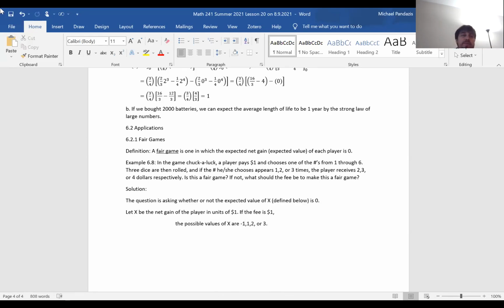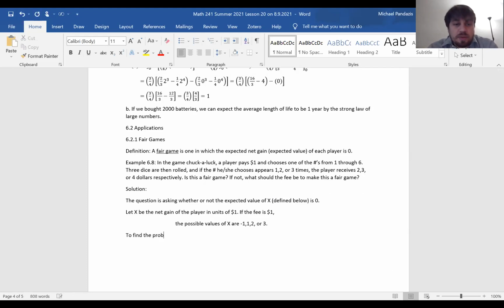You've lost $1, right? You've lost 1 unit, $1. If you win $2 and you paid $1 to play, your net gain is $1. If you won $3 and you paid $1 to play, you have a net gain of $2. If you win $4 and you paid $1 to play a game, your net gain is 3. So the only possible net gains you can have are -1, 1, 2, or 3 in this game. Those are the possible values of capital X, the net gain of the player playing the game.